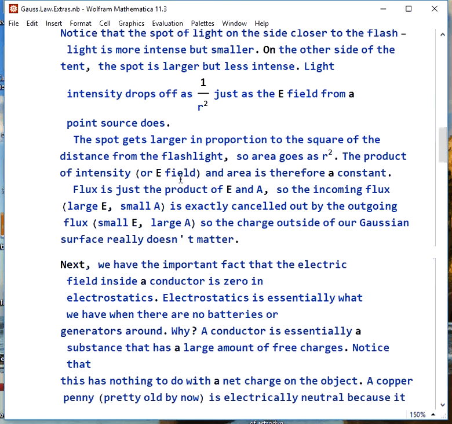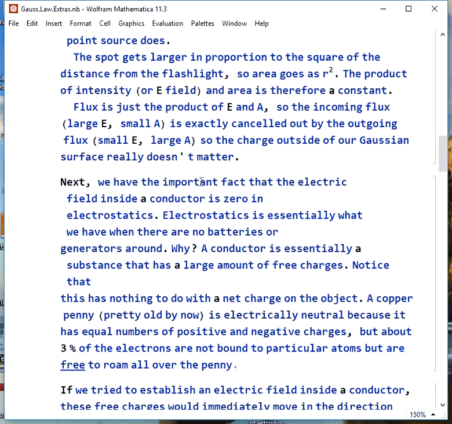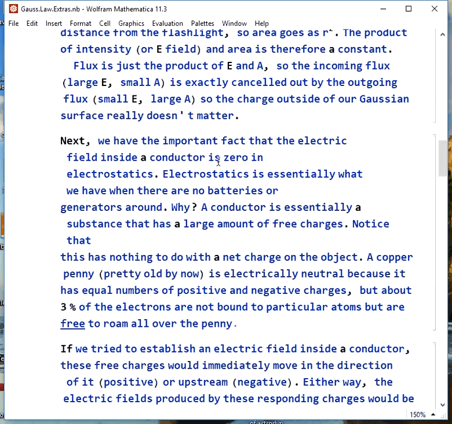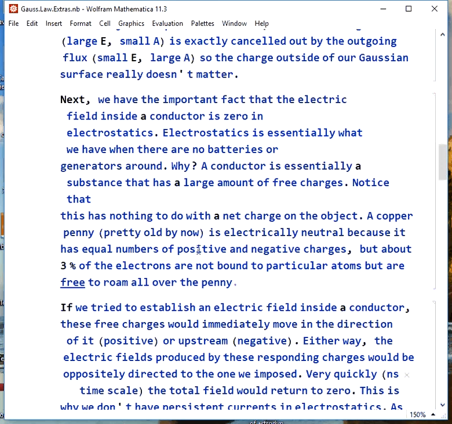Now, another point is the electric field inside a conductor is 0 in electrostatics. And electrostatics is what we've been doing so far. It's what we have when there are no batteries or generators. Why is the E field 0 inside that? The reason is a conductor, we define it as essentially something that has a large amount of free charges. This has nothing to do with net charge.